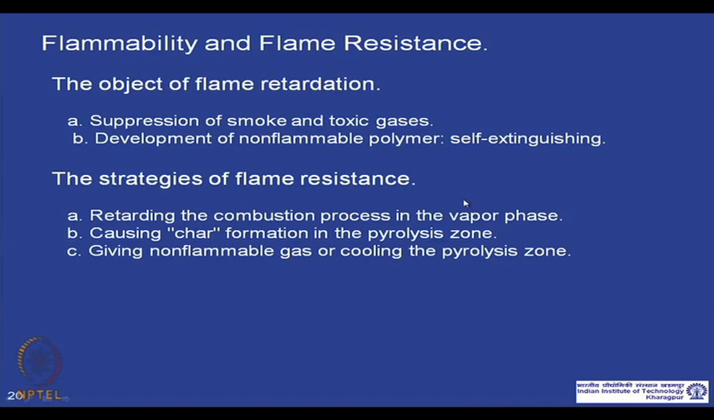So, the strategies for flame resistance are to retard the combustion process in the vapor phase, and char formation. If you have a polymer which forms a high level of char, typically halogen containing polymers and also inorganic polymers, and sometimes added additives, for example ceramic additives, which do not burn and just stay in the system, they actually contribute to char formation, and basically prevent the supply of this combustible gas to the pyrolysis zone, and thus decrease the flammability.